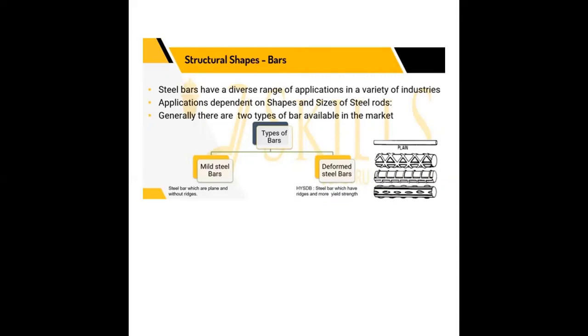The next one is structural shapes, bars. Steel bars have a different range of applications in a variety of industries. Application depends on the shape and size of steel rods. Generally there are two types of bars available in the market: mild steel bars and deformed bars. Mild steel bars are plain without ridges, and HYSD steel bars have ridges and more yield strength.